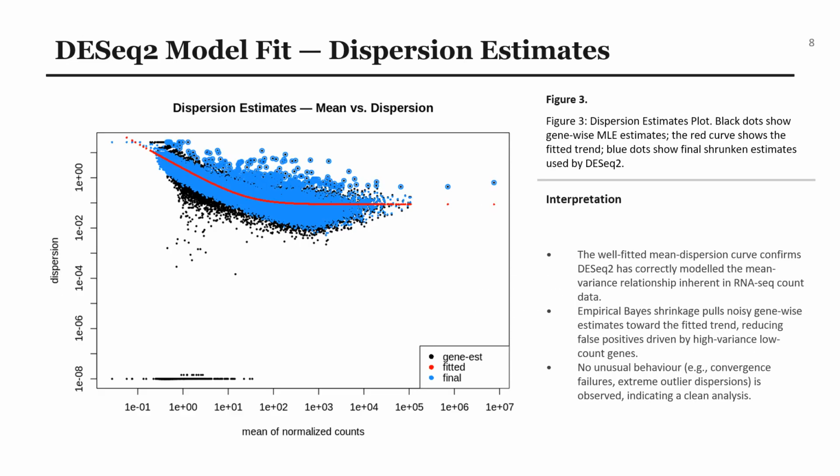To verify that our DESeq2 model fit, we generated a dispersion estimates plot. The black dots represent gene-wise maximum likelihood estimates, which are pulled towards the fitted red trend line to generate the final shrunken estimates, shown in blue. This beautifully fitted graph confirms that DESeq2 correctly models the mean-variance relationship inherent in RNA sequence data and successfully pulls in noisy low count genes to reduce false positives.